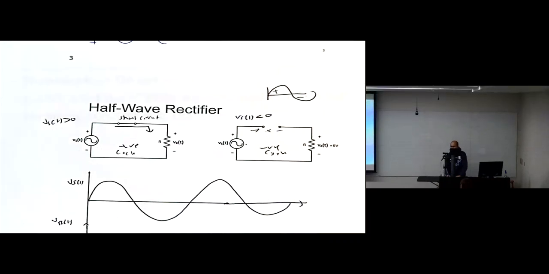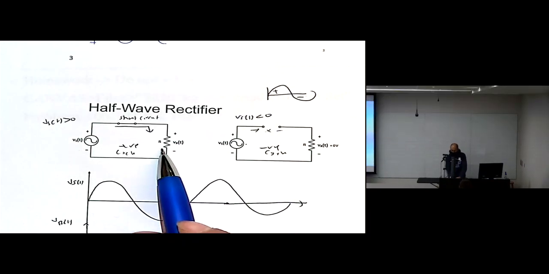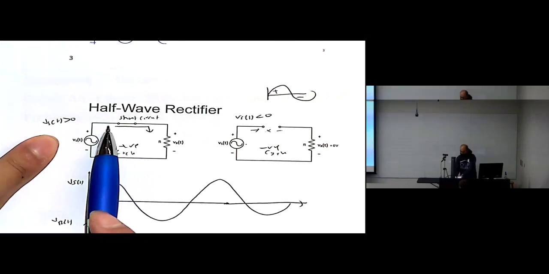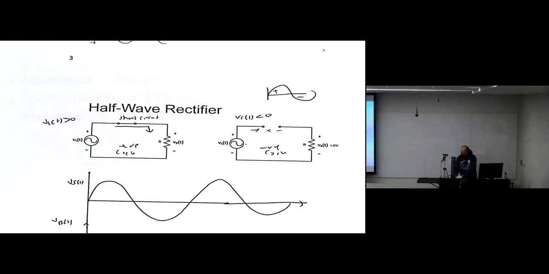What do you think? The voltage at this resistor, how much will it be? Same as the source, exactly. Because they are in parallel, there's no other elements between them. So it's the same as the voltage of the source.